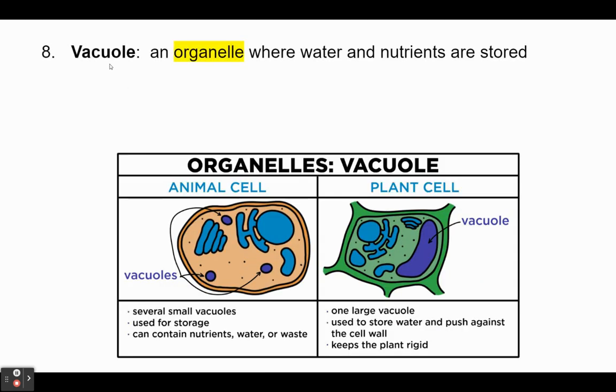Our eighth structure is an interesting one called a vacuole. This is, again, an organelle, and it's where water and nutrients are stored. So take a look at these diagrams. We've got an animal cell here, a plant cell here.